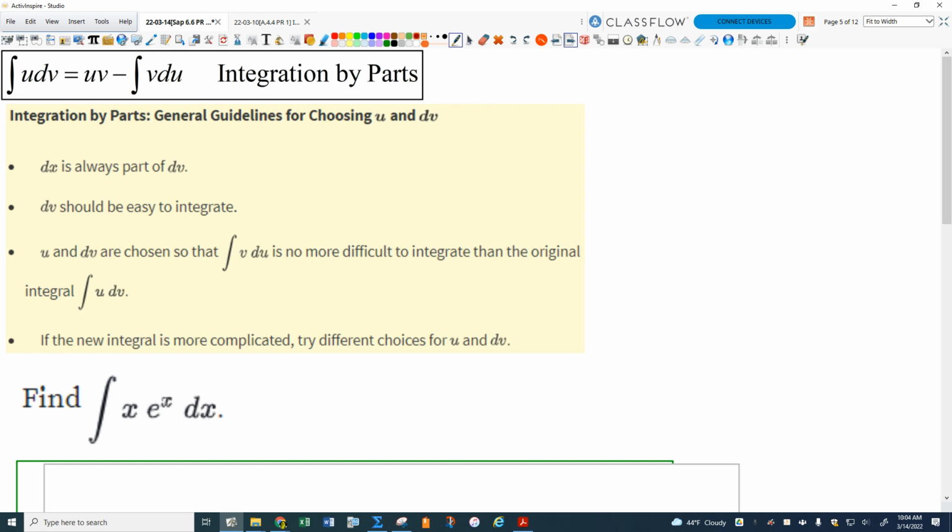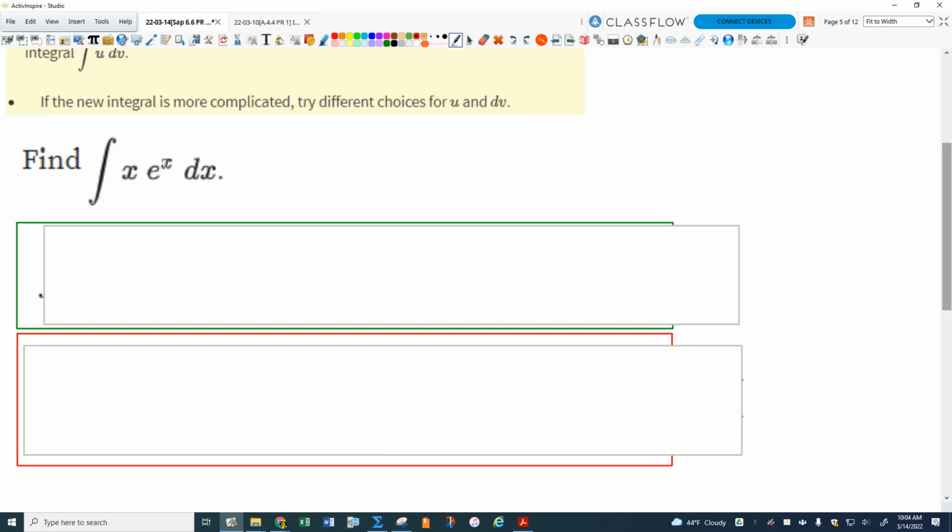What else? If the new integral is more complicated, try flipping your choice around and see if the other way works. And it may not. There are some other techniques we might have to resort to if this doesn't work. Okay, so let's try this guy. What do you think? I've got to be able to make a substitution here so that this is going to match the integral of u dv.